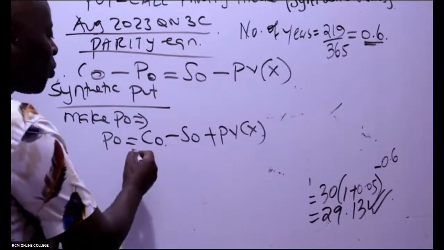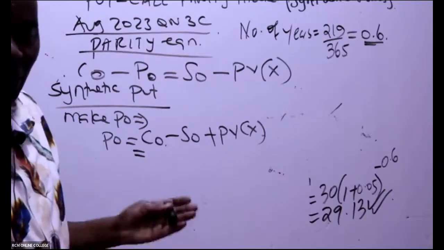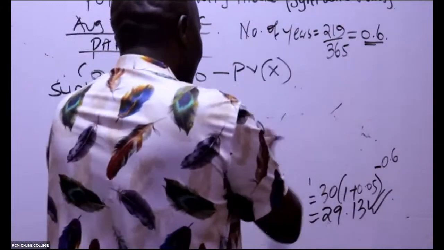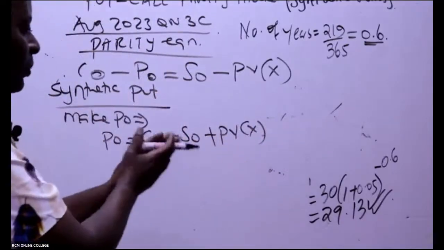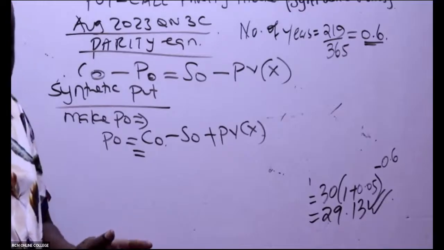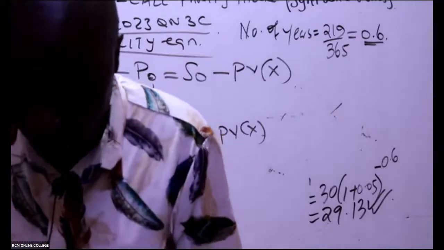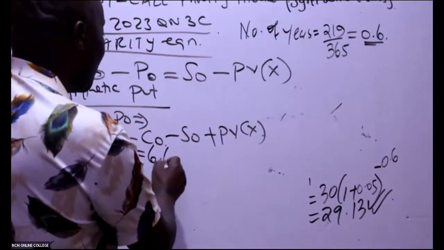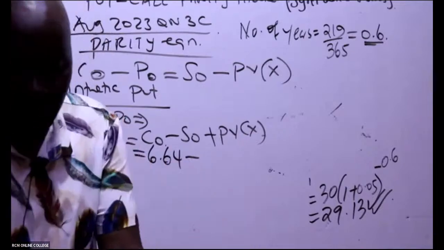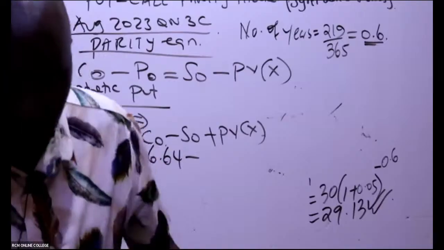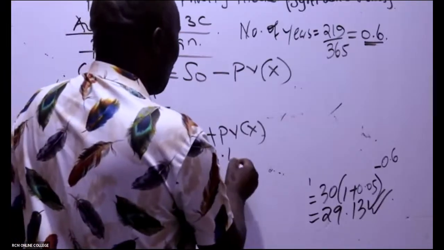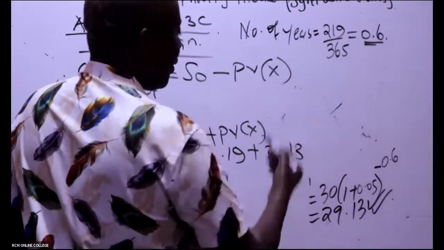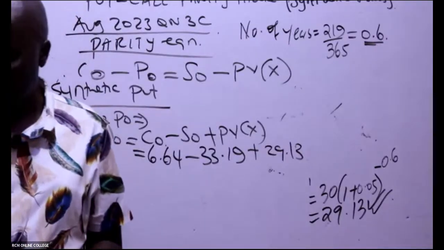All right. So then what is our CO that has been given there? The call option value. Not the one that you got up there. Here, remember, you must use the actuals, the ones given in the question. This is the only one that can become synthetic. So our CO, the actual one given in the question, not the synthetic one, I can see it is 6.64. Minus SO, the one given in the question, is 33.19. Present value of X is 29.13. So is there somebody who is able to give us this answer now?